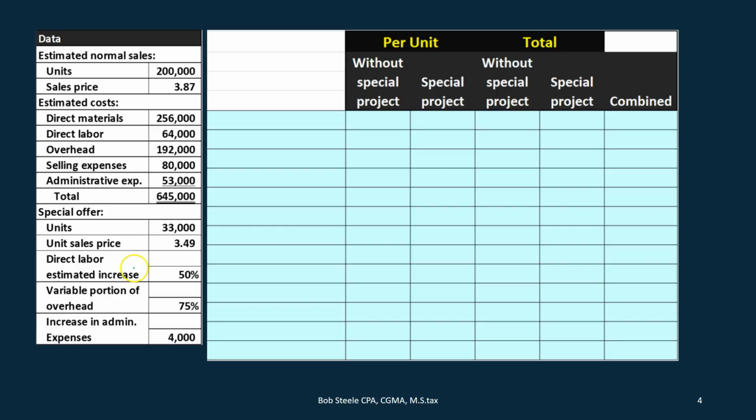If we accept it, we believe that we're going to have to do some overtime. So the rate for our hours are going to go up a bit to pay for the overtime, and then the variable portion of the overhead is 75%. We also think that we're going to have to pay $4,000 more for the admin.